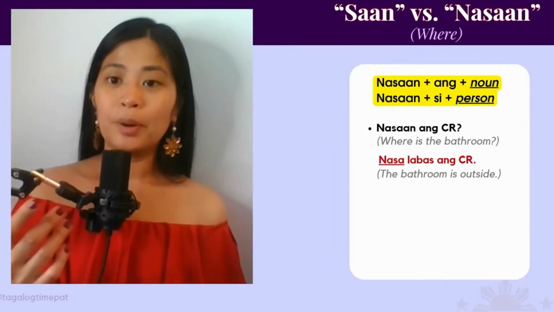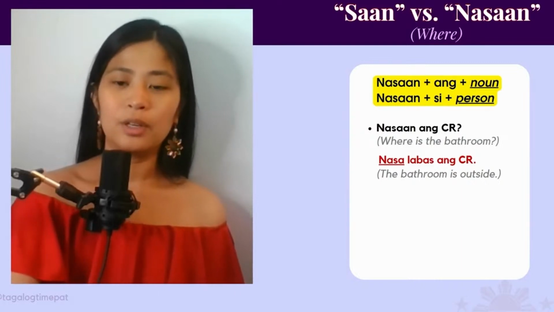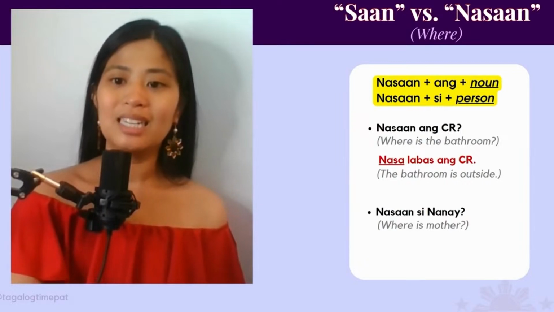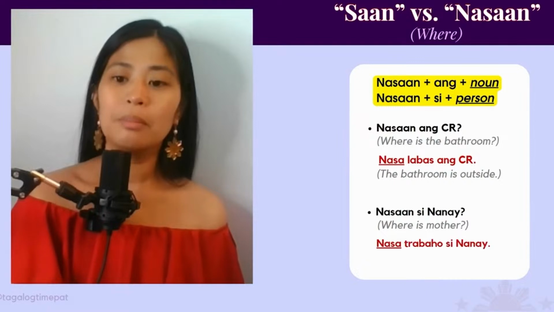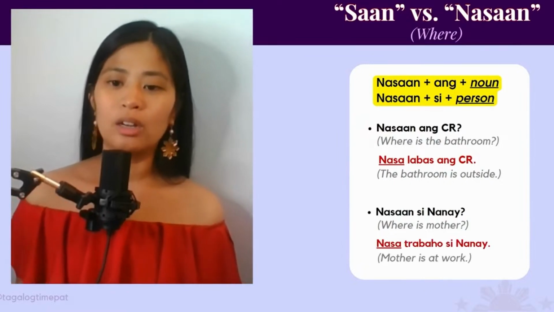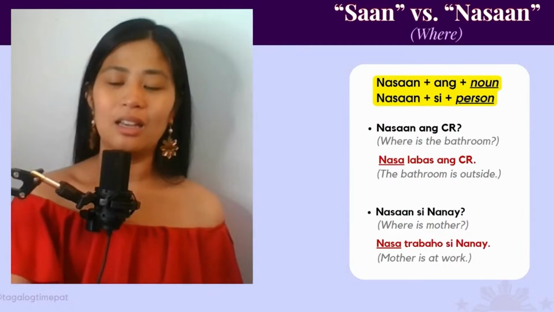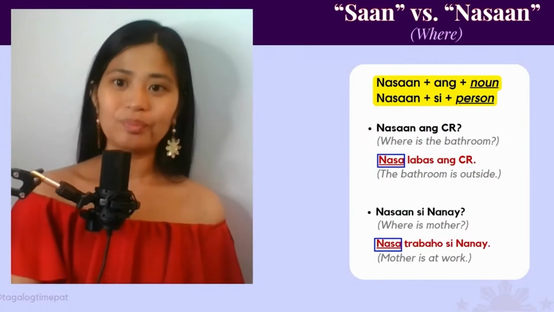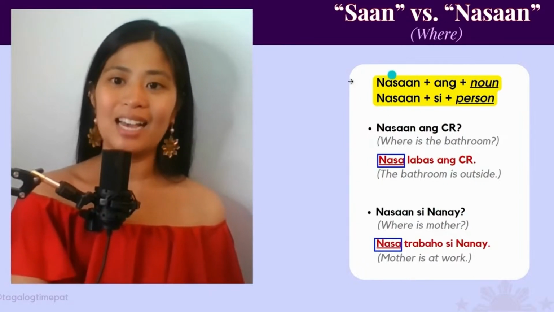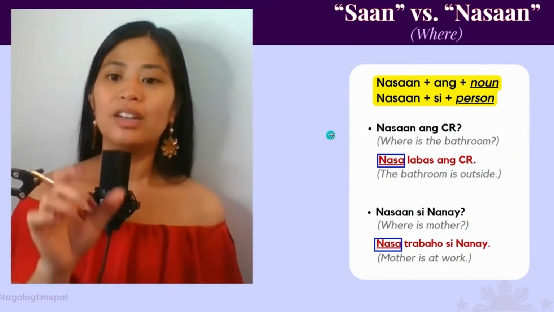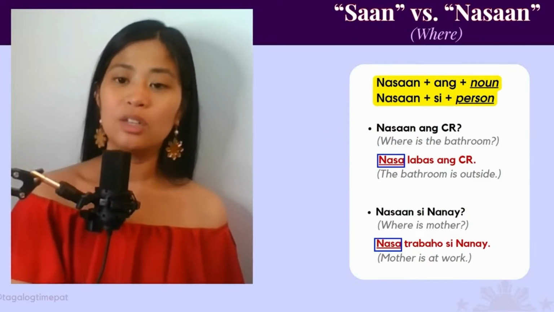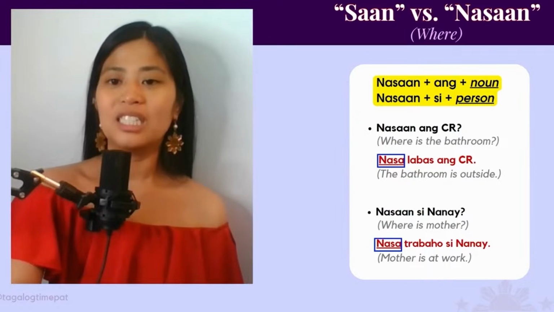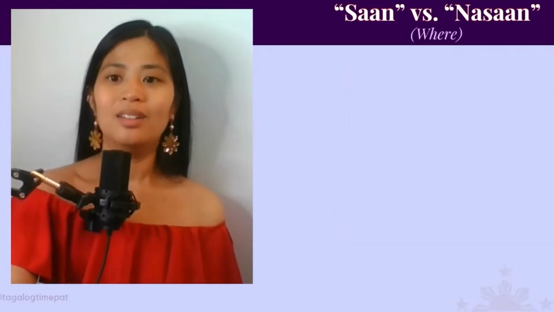Or you could ask about a person. Nasaan si nanay? Where is mother? Nasaan si nanay? The response, nasa trabaho si nanay. Mother is at work. Nasa trabaho si nanay. Now I want to point out that the responses all start with nasa. Okay, so when the question is nasaan, now your response has to have nasa. So that was a difference that's here. So when it's saan, the response has sa. When it's nasaan, the response has nasa.